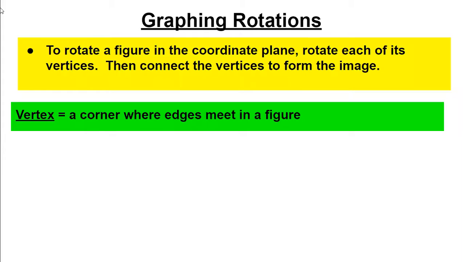Okay, so when we're graphing rotations, which we just saw a little bit, we are going to rotate the figure in the coordinate plane. We're going to end up thinking about how we would rotate each of the vertices, each of the A, B, C, D points. Then we connect the vertices, or we connect the dots. And remember, a vertex is one singular version of a corner, where vertices is the plural of all the corners.